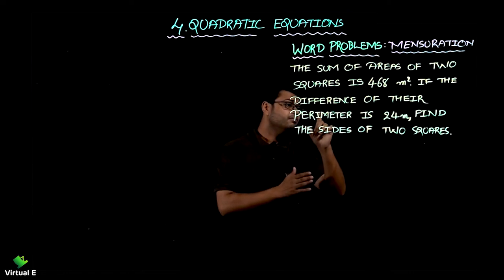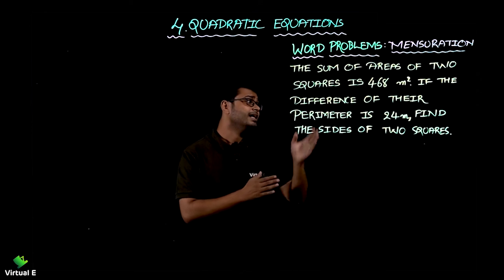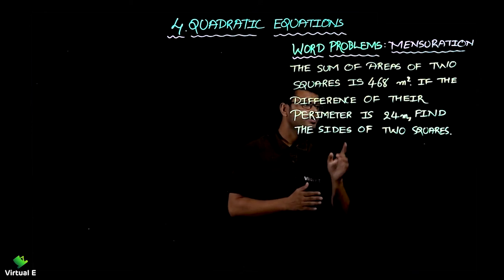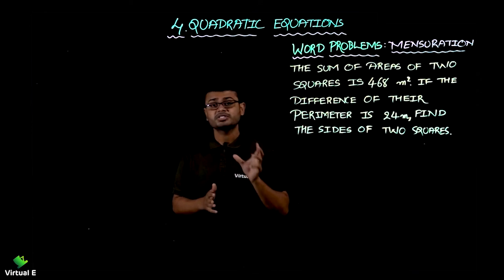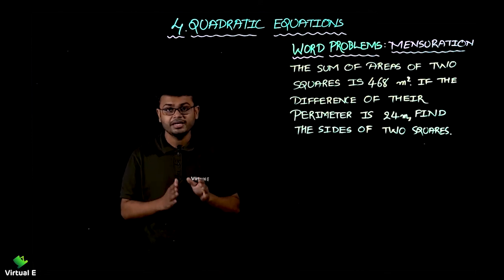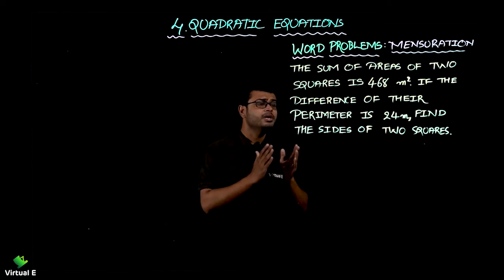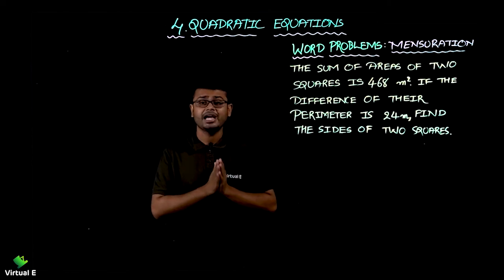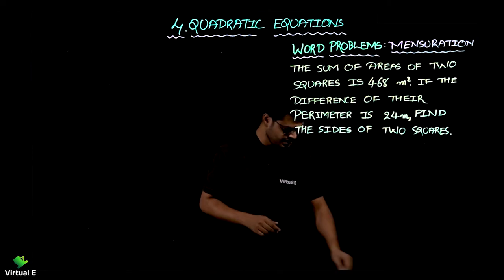There is one important thing written over here: the difference of their perimeters is 24. It means that one square has a bigger area and the other has a smaller one. Very clear? So let's assume the bigger one has side x and the smaller one has side y. Let's start.